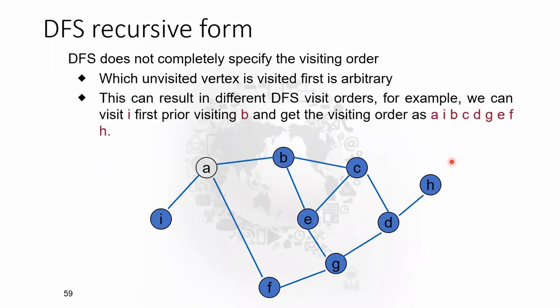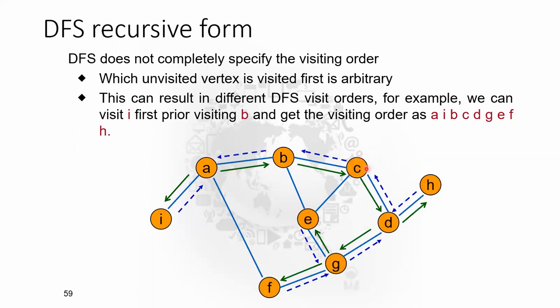For depth first search, the visiting order is not specified. If we start with A, just now we went with B first, right? But now, no, I want to go to I first. Well, you can go to I. Then after you go to I, you backtrack, you go to A. Then you go to B, and then C, D, and then E, and same thing. So there's no specific order.